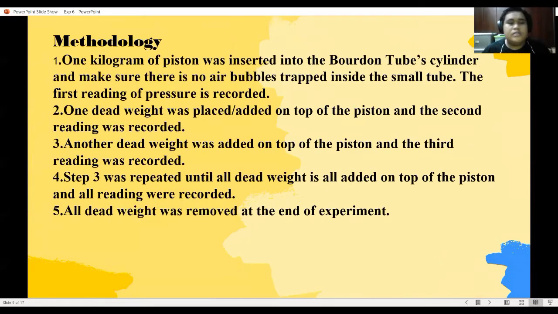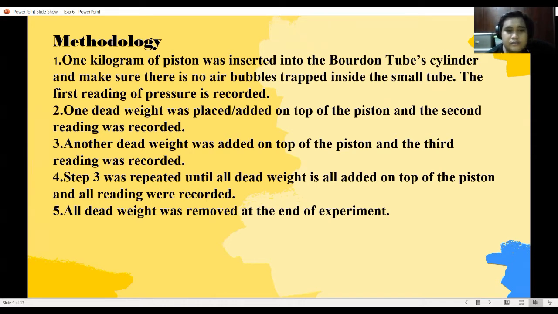So the methodology of the experiment. The first step, a 1 kilogram piston was inserted into the Bourdon tube's cylinder, making sure there is no air bubble trapped inside the small tube. The first reading of pressure is recorded. Then one dead weight was added on top of the piston and the second reading was recorded.